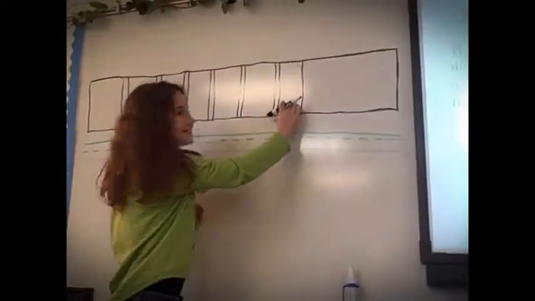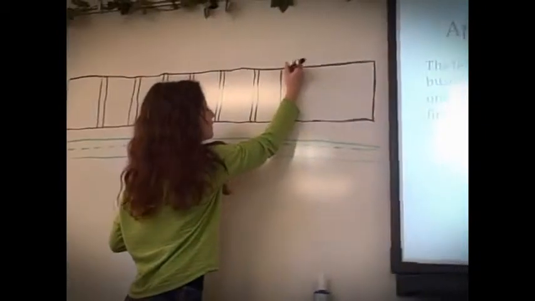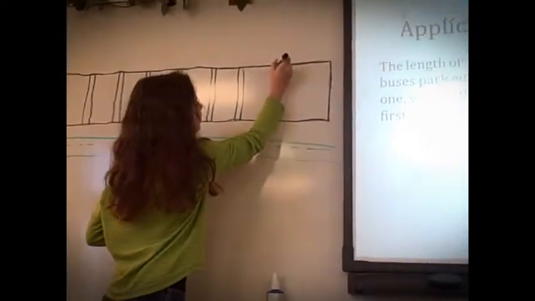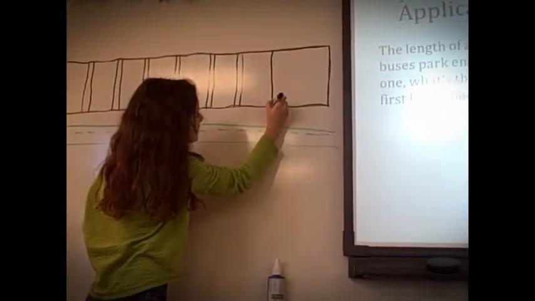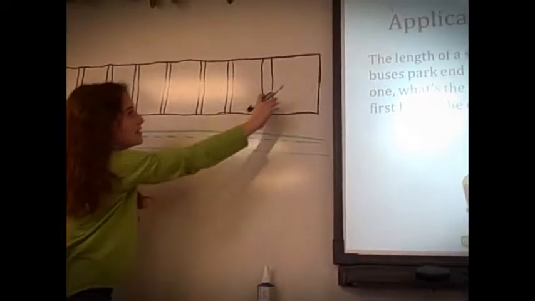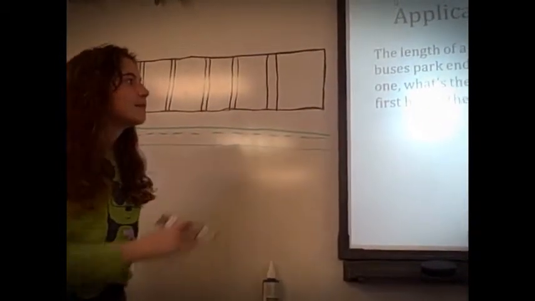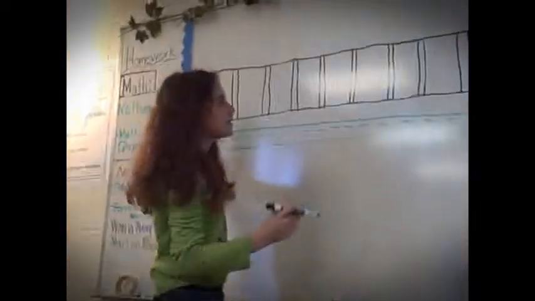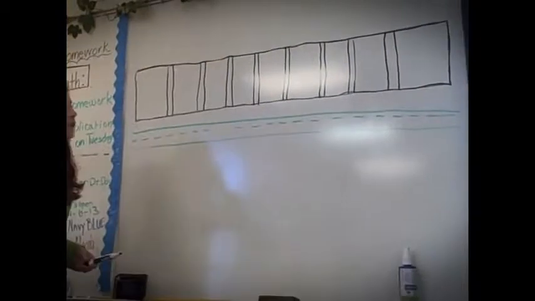Okay, so this is my 7th school bus right here, so I'm going to draw another space between the 7th and the 8th school bus. Then there's my 8th school bus, one more space, and this is my 9th school bus. And I'm not going to put another space because it asks what's the total length from the front of the first bus to the end of the last bus, so I don't need to put another space there.